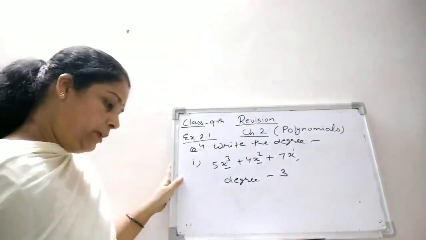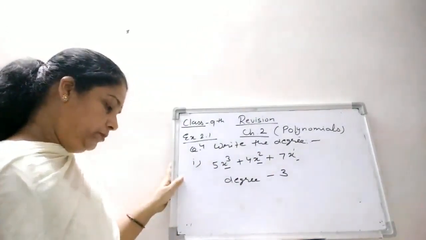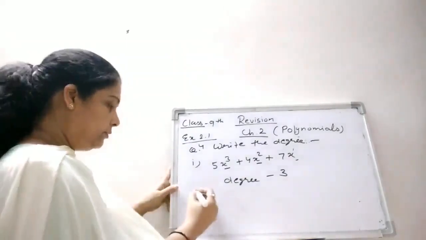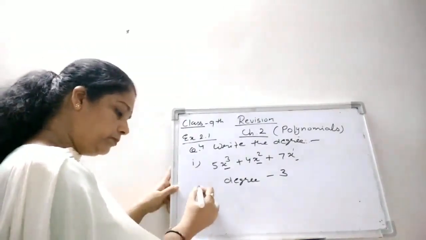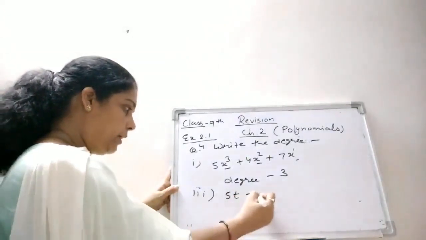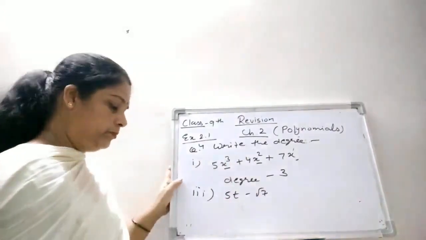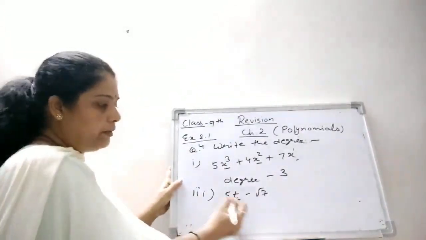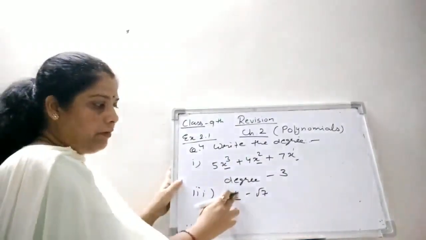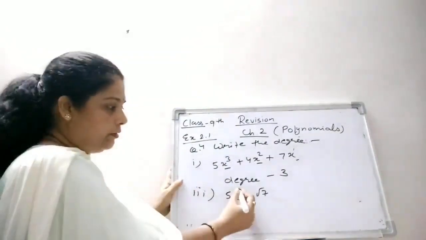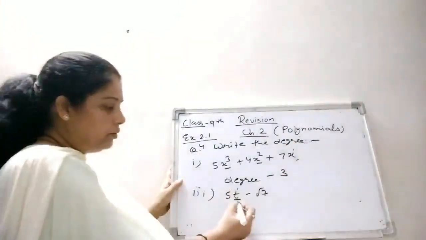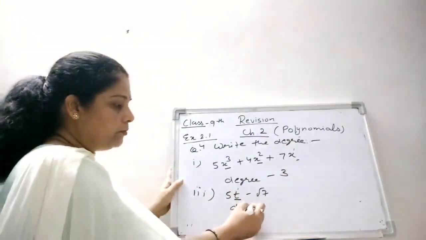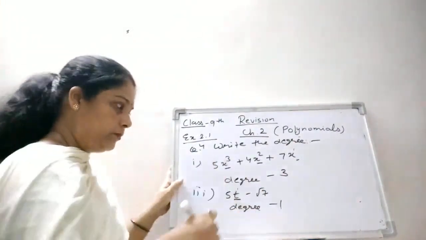Now one more I am taking here, the third part: 5t − √7. Here the variable is t and the power of this t is 1. We can take 1 here. So the degree is 1.